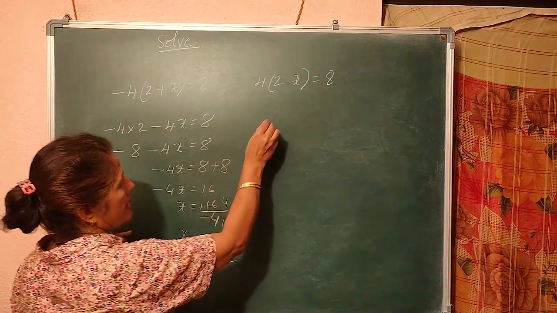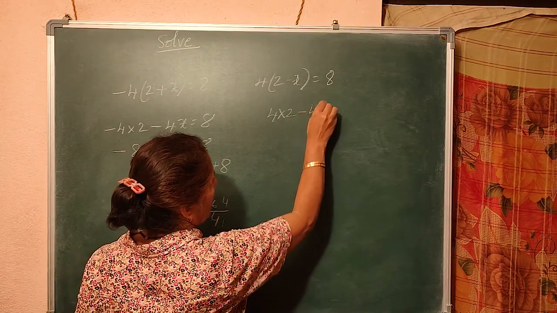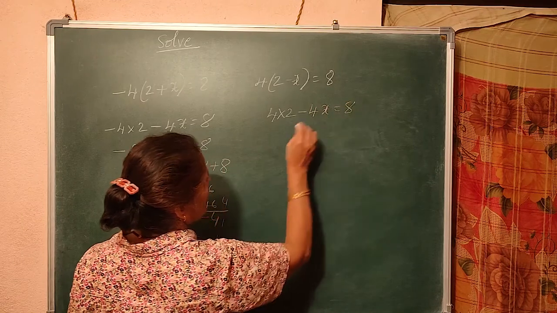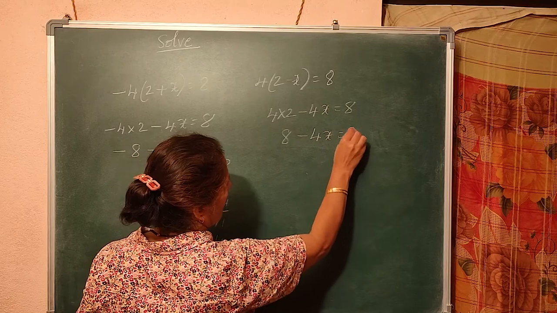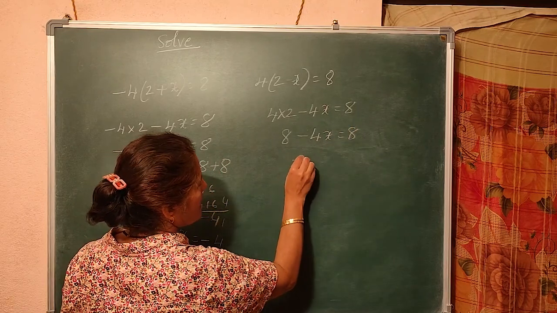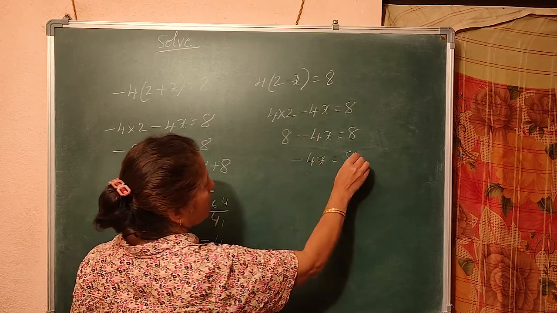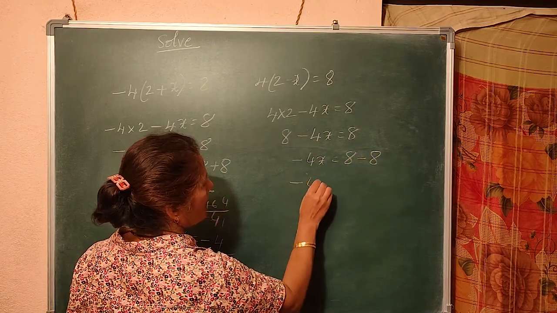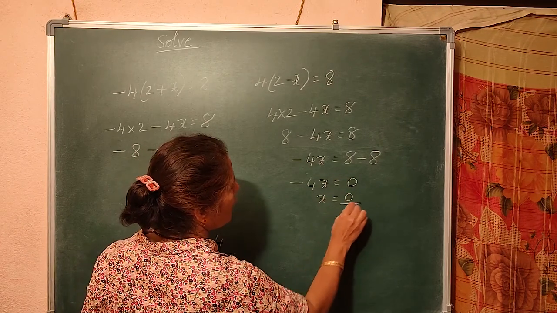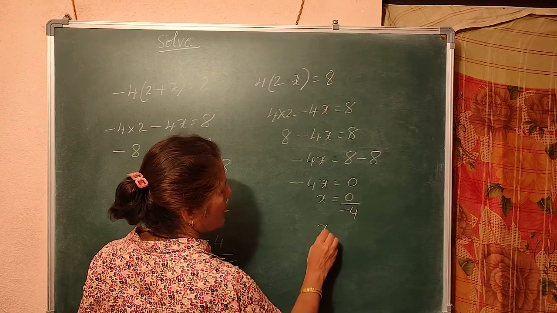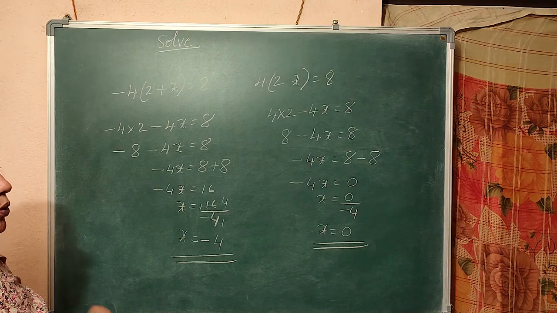So next one is 4 into 2 minus 4x is equal to 8. 4 2s are 8. Minus 4x is equal to 8. Take that side, minus 8. So minus 4x is equal to 0. x is equal to 0 divided by minus 4. So x is equal to 0, since 0 by any number is 0.